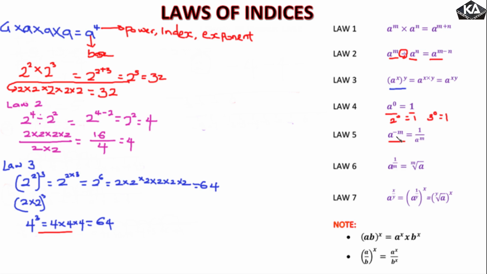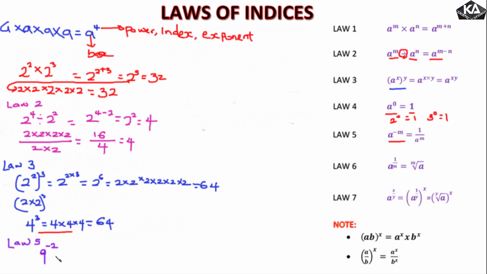A raised to power minus m is equal to 1 over a raised to power m. For example, let me go to law 5. Law 5. For example, if you have 9 raised to power minus 2. This is a typical example.